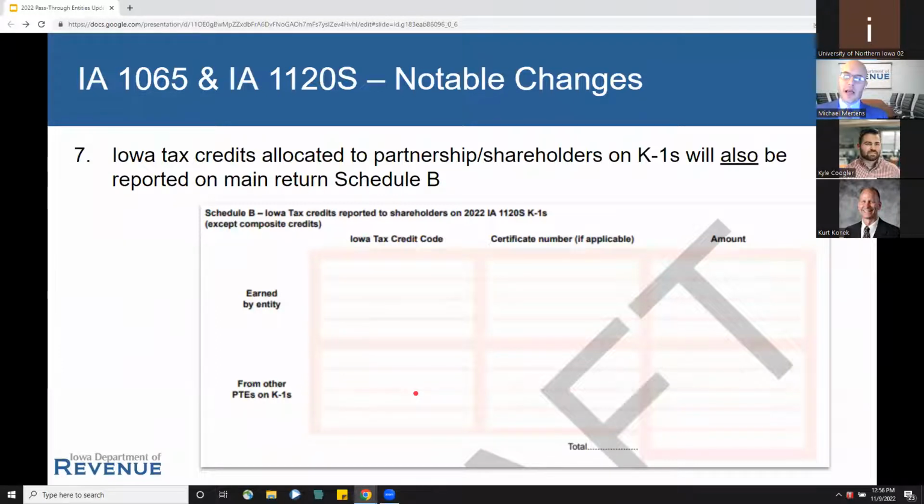Historically, pass-through entities did not report Iowa tax credits that they earned or received from another entity directly on the return. Those Iowa tax credits were passed straight through on the K-1s and reported to the owners. Next year, on this 2022 return, pass-through entities will also be reporting their Iowa tax credits for the year directly on the return. In addition to the K-1s, there's a new Schedule B we have implemented to facilitate that reporting.